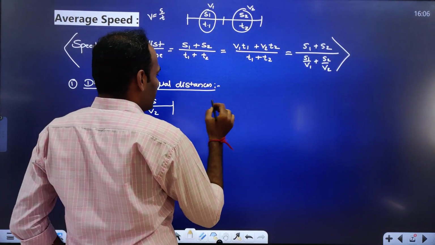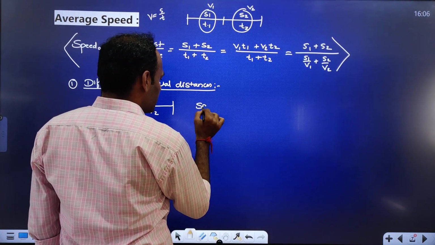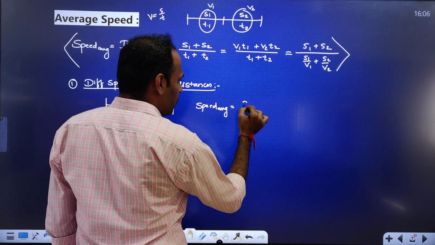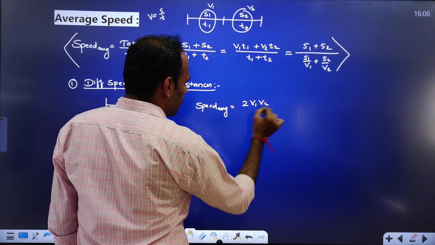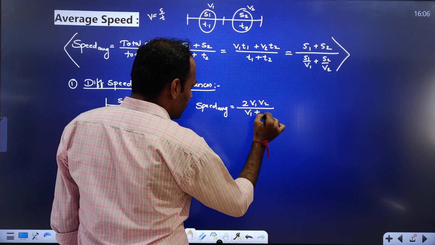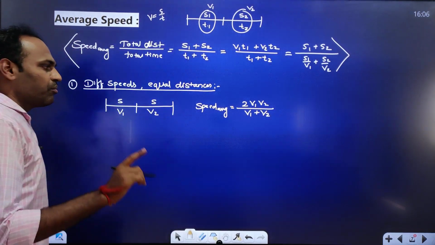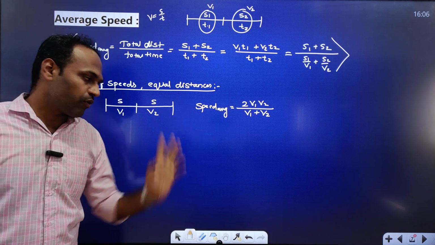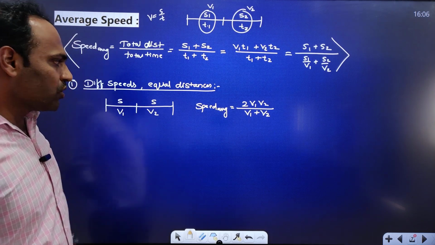In this case the average speed will be equal to 2 v1 into v2 divided by v1 plus v2. So this is the shortcut which we have to use. But what should be equal? Distance must be equal. Okay, here we are having two distances.